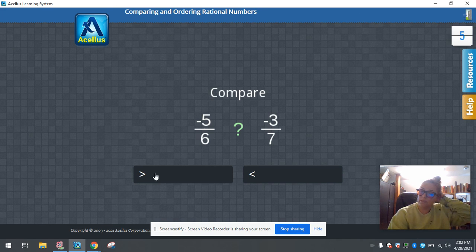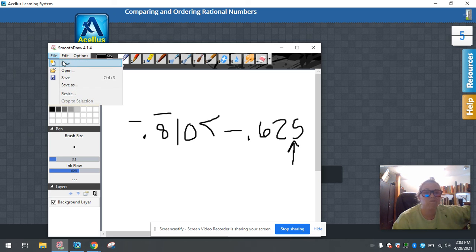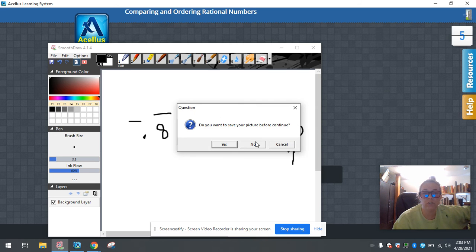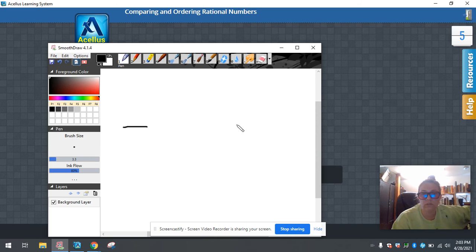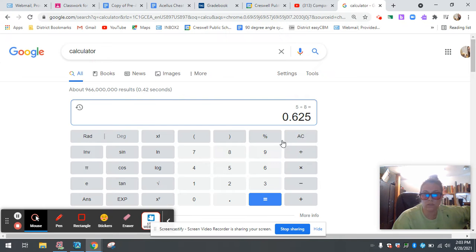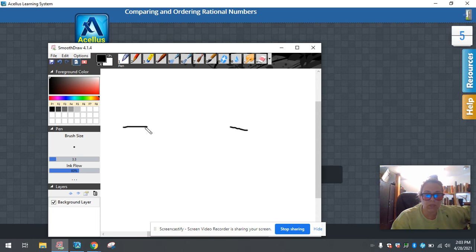Compare negative 5/6 and negative 3/7. Comparing two negative numbers. 5/6 is what as a decimal? Let's go 5 divided by 6 and see what we've got. 0.83, the 3 is repeating.